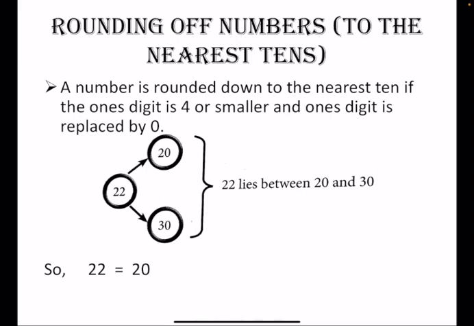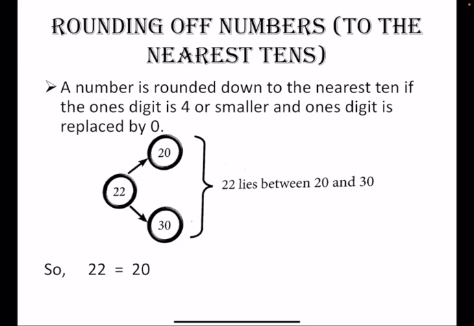Now rounding of numbers to the nearest tens. Now children, rounding off means a certain number is given to you and an approximate is asked. Means this number belongs to which tens. Suppose I give you an example. First let us read the definition, then I'll explain it to you. A number is rounded down to the nearest 10 if the ones digit is 4 or smaller and the ones digit is replaced by 0.